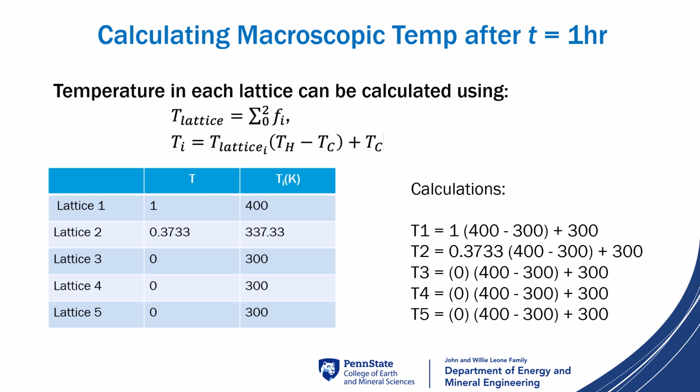At time equal to 1 hour, we can sum the distributions, which gives us temperature T equal to 1, 0.37, 0, 0, and 0. Mapping this back to real values yields 400, 337, 300, 300, and 300 Kelvin at nodes 1 through 5. Node 2 has begun to warm, illustrating how the heat front emerges.